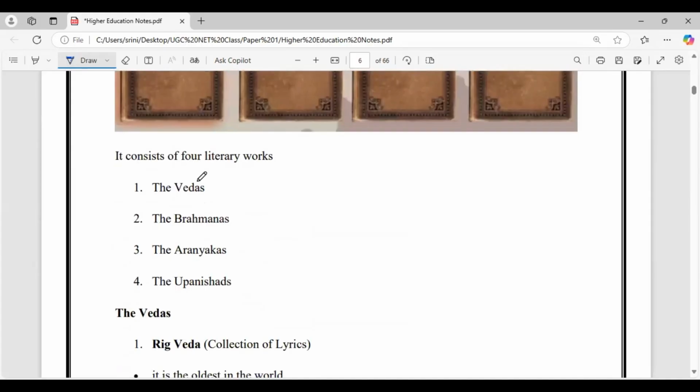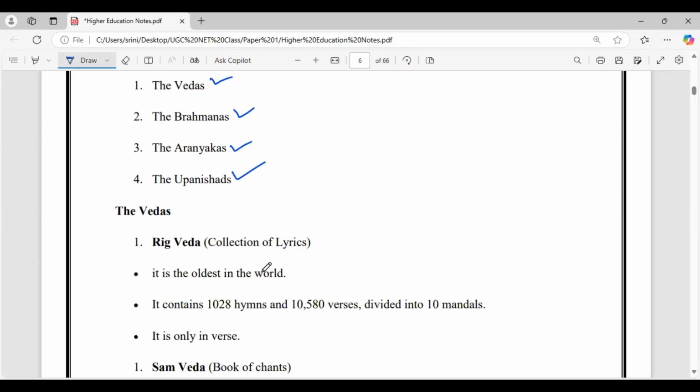The Vedas consist of 4 literary works: Samhitas, Brahmanas, Aranyakas, Upanishads. Rig Veda is the collection of lyrics, the oldest in the world. It contains 1028 hymns and 10,580 verses divided into 10 mandalas.